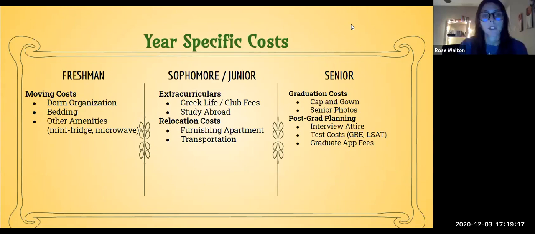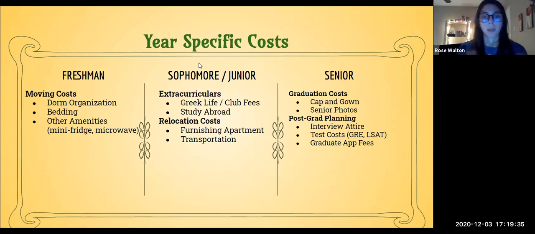And then relocation costs. If you choose to go from living on campus to off campus, you'll have to furnish an apartment or even just consider any additional transportation options because you won't be able to walk to classes anymore. And then senior year, you will have to consider any costs that come with pretty much planning your future.